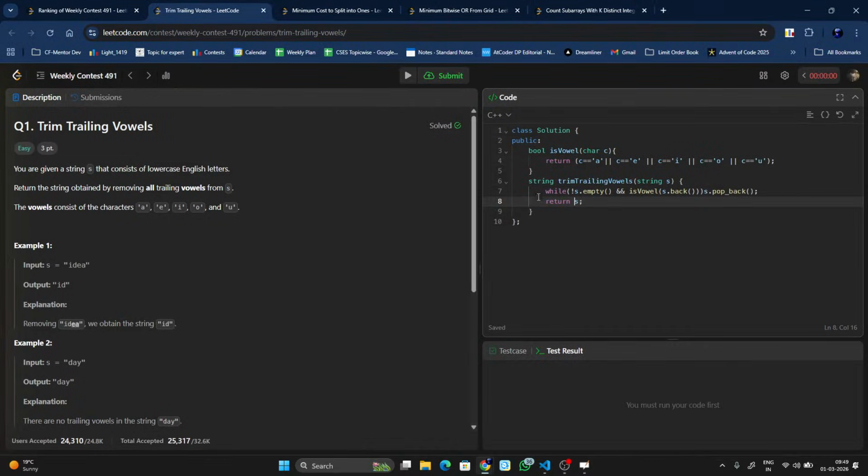So this is exactly what we are doing. We are checking for these two conditions: if the string is not empty and if the last character is a vowel. If it is, then I will pop back that character and ultimately I will return my original string. So this is the solution for the first problem. Fairly simple.